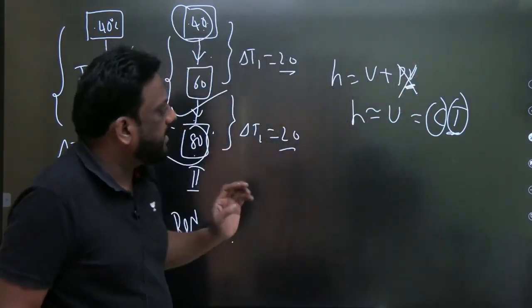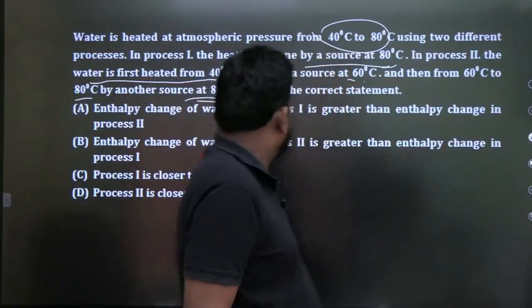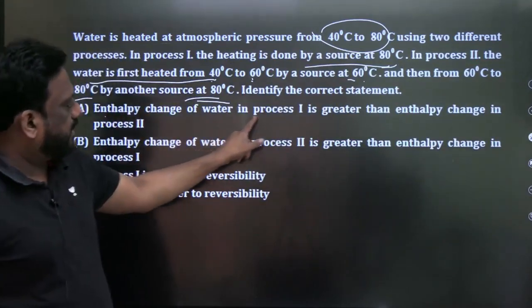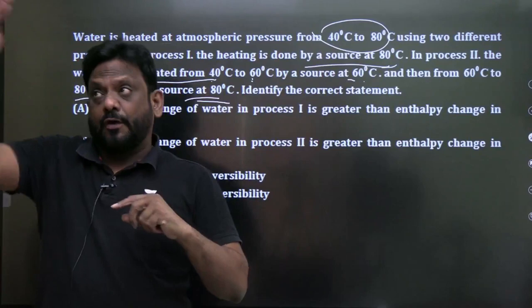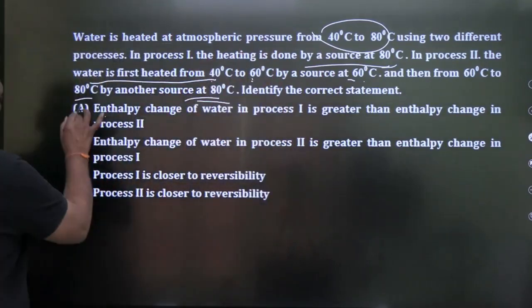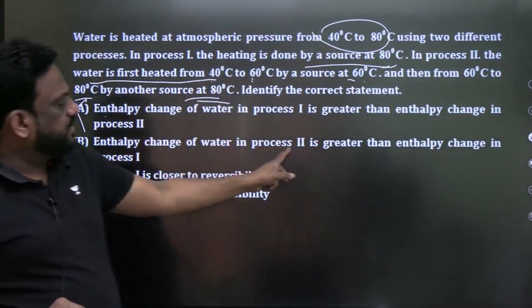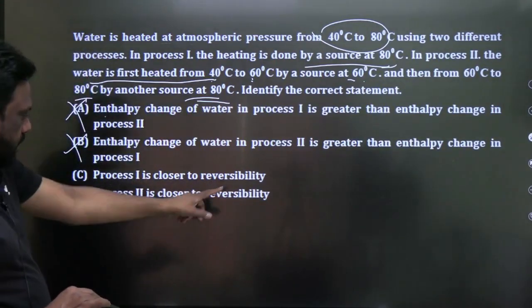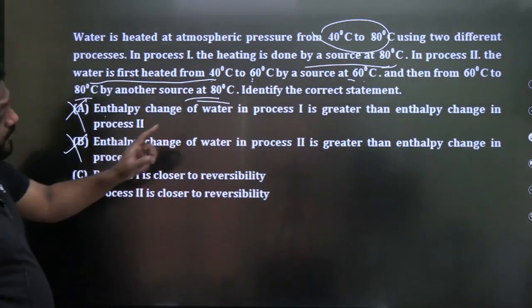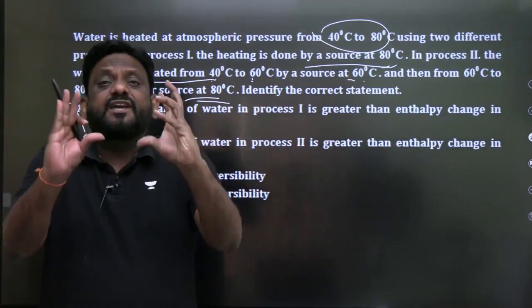Let's see the options, dear students. Dekho, enthalpy change of water in process 1 is greater than enthalpy change in process 2. It is wrong because in both the cases it is 40 to 80. So this is wrong. Enthalpy change in process 2 is greater than, no. Process 1 is close to reversibility. Process 2, dekho, which process is close to reversibility? The one in which the difference is less.